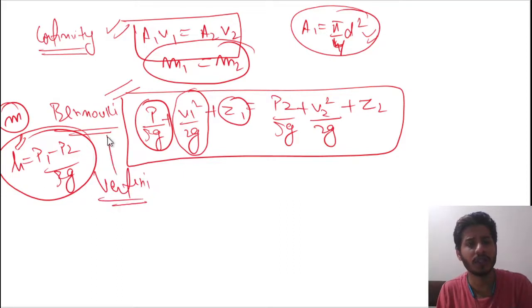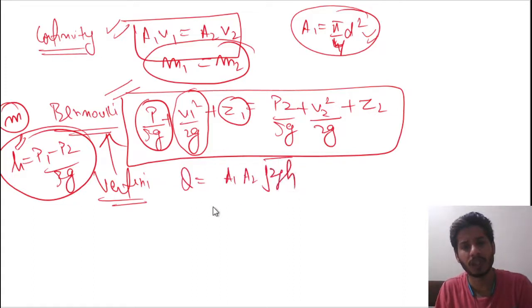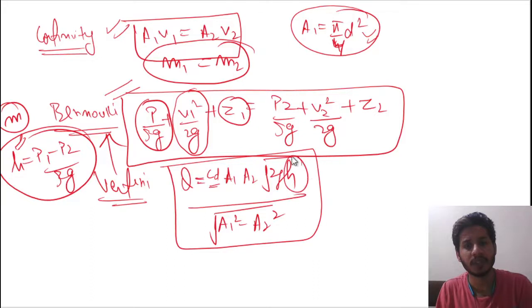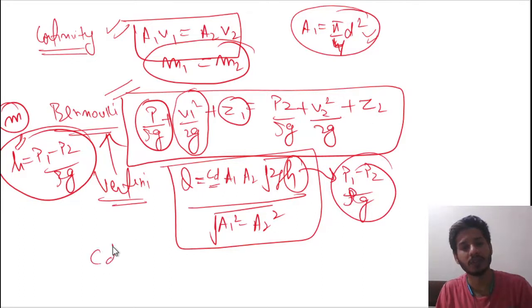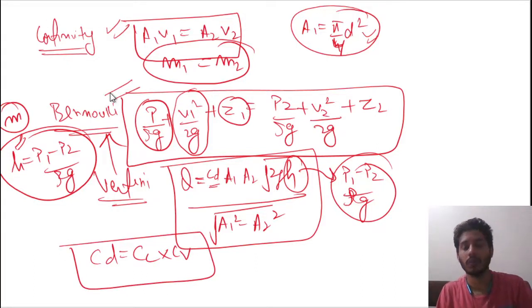Venturimeter, I've already explained, works on the principle of the Bernoulli equation, and the discharge is A1 A2 root of 2g h upon root of A1 square minus A2 square. This is the ideal discharge. If we multiply it by CD, this is the actual discharge. H is basically the height which rises or falls in the manometric tube, and we can also form this value as P1 minus P2 upon rho g. All right, then we have the last relation between coefficients: coefficient of discharge CD is CC into CV. So these are all the formulas.